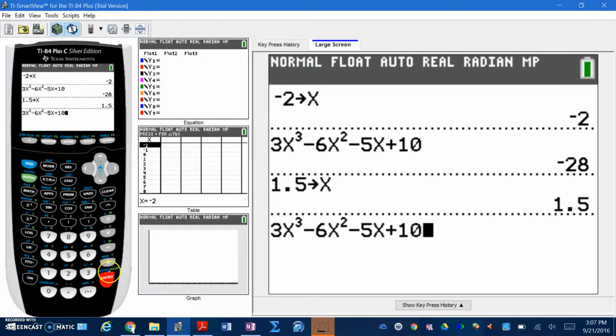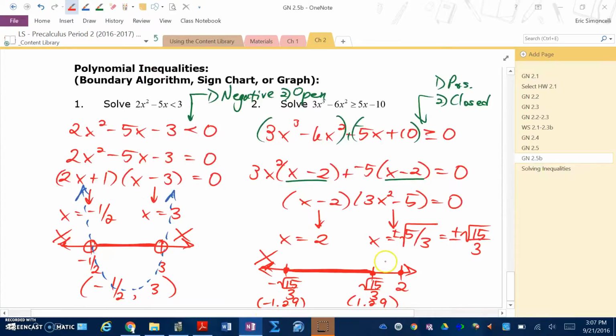Second enter. When you hit second enter twice, there's your function again. Hit enter. There's another negative. All right, we don't want that as a solution. And last but not least, we'll test a number like 3, a number bigger than 2.